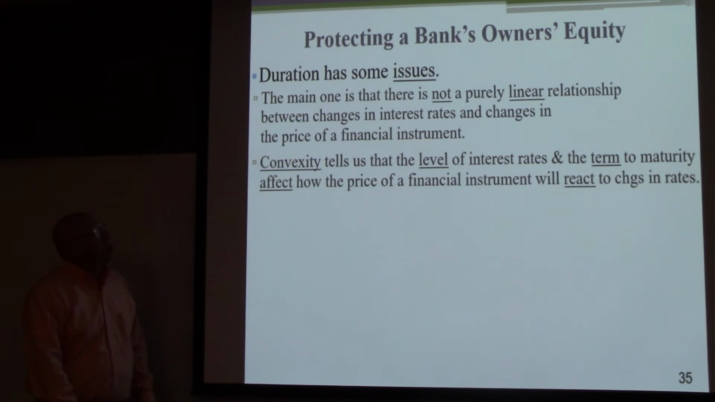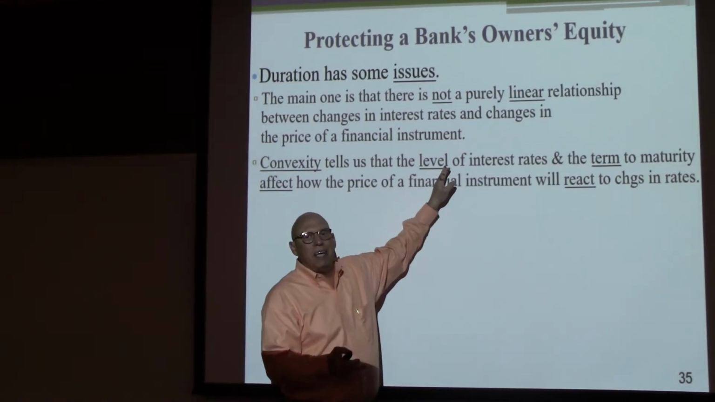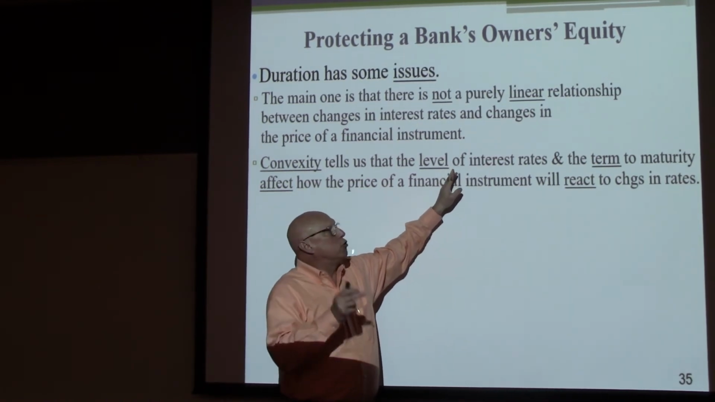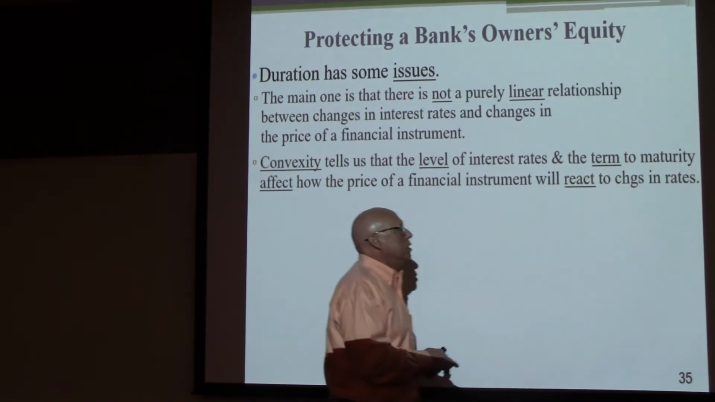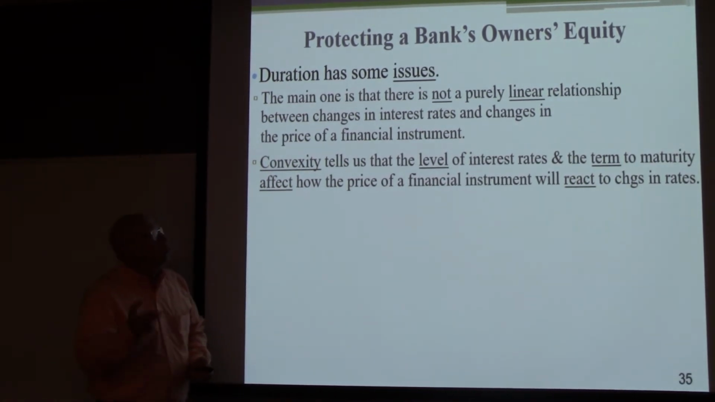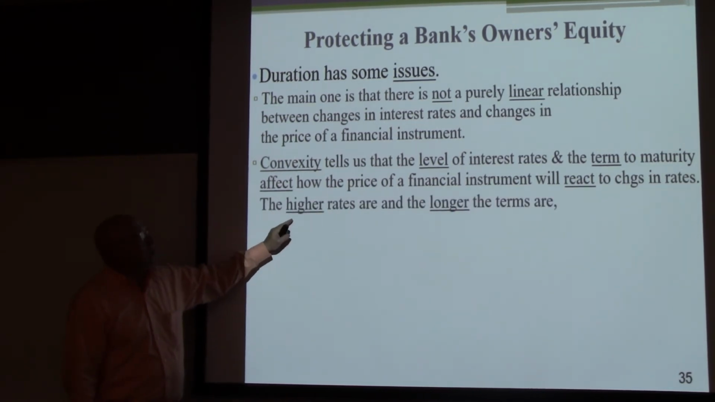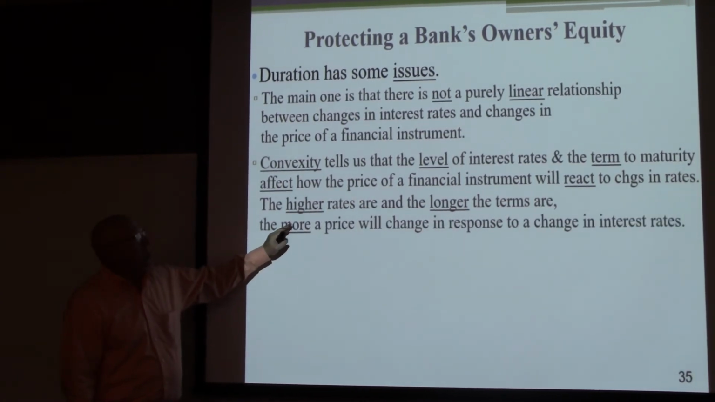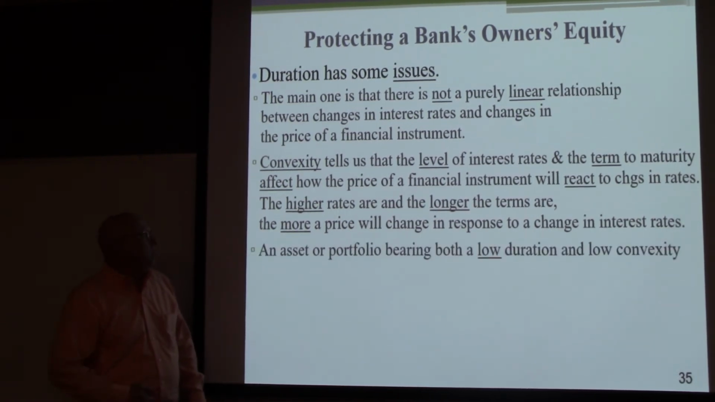Okay? So what this tells us is that you have duration, but duration will change based on how high or low the beginning level of interest rates is, and duration will change as you move along the term to maturity. As the term to maturity gets shorter, duration will get smaller. Okay? The higher rates are, and the longer the terms to maturity are, the more a price will change in response to a change in interest rates. Okay? That is convexity.